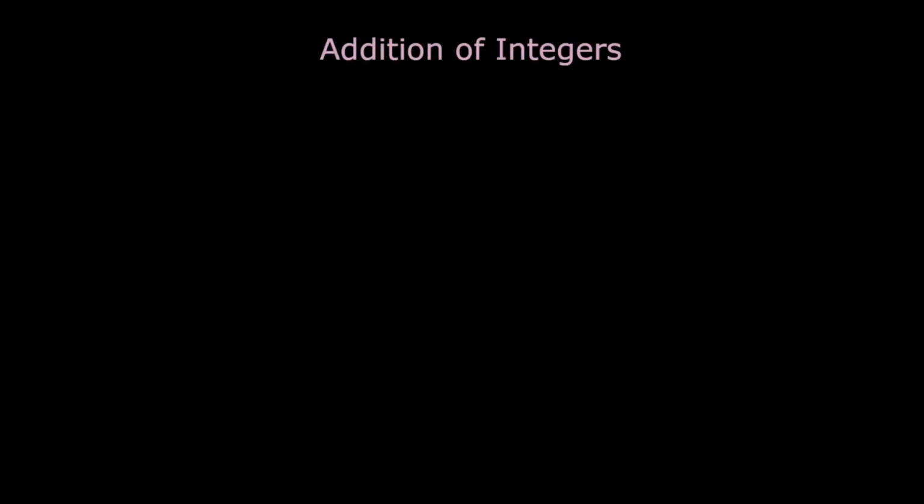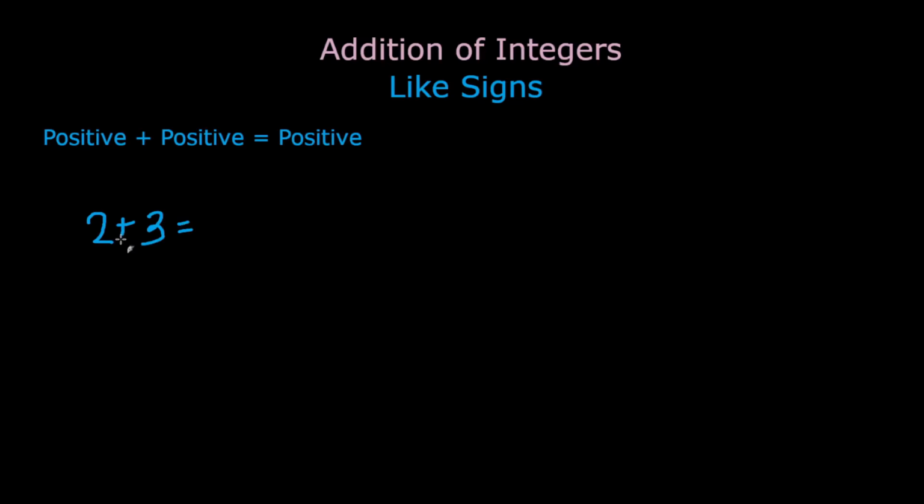So, simulan natin sa addition of integers with like signs. Sabi dito, a positive number plus another positive number, the result will be another positive number. For example, we have positive 2 plus positive 3, and the result will be positive 5. And yung sign niya ay positive. Since pareho naman tong positive, the result would be another positive number.